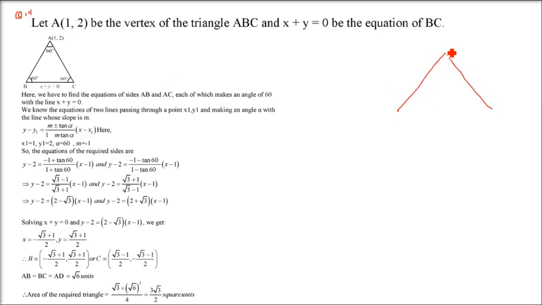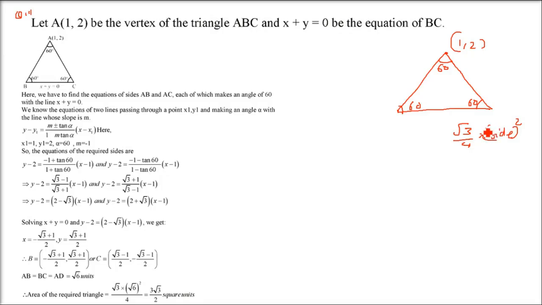So we have a triangle, and from (1, 2) there are two lines, and with the third line they make an angle of 60 degrees, 60 degrees. What does it mean? The other angle will be 180 minus 120, that is 60 plus 60, so the third angle will be 60 degrees. Now we have to find the equations and then also the area. What is the area of the equilateral triangle? Root 3 by 4 into side square. So what is the side? We have to find out the side.